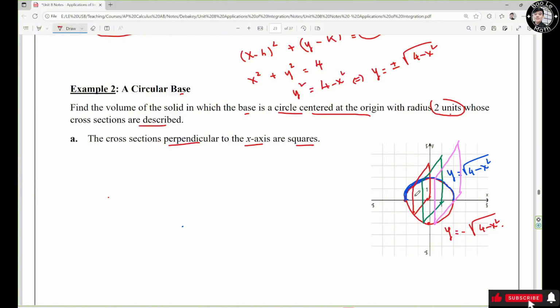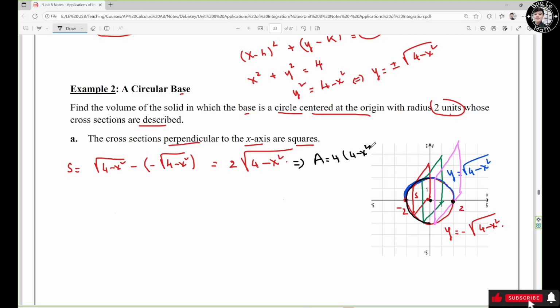Alright, so the side of the square is the difference between the upper semicircle and the lower semicircle, right? So it's going to be square root of 4 minus s squared subtract negative of square root of 4 minus s squared, right? So it could be 2 times square root of 4 minus s squared, right? You need to find the area of this square. So the area is square this one, equal 4 times, square this one is going to be 4 minus s squared.